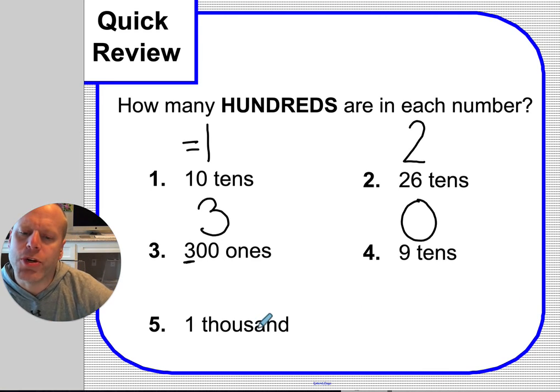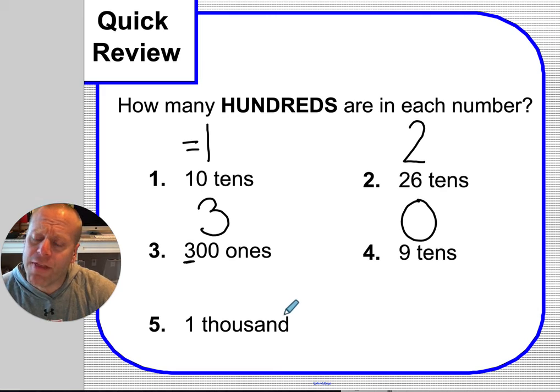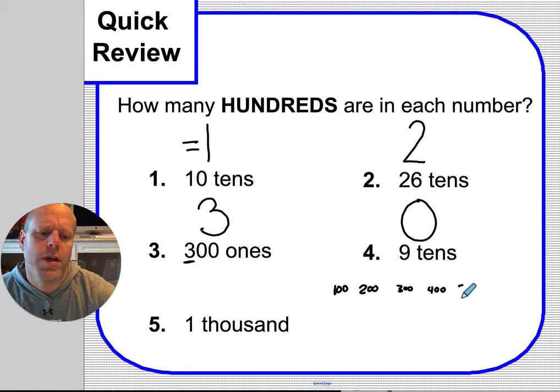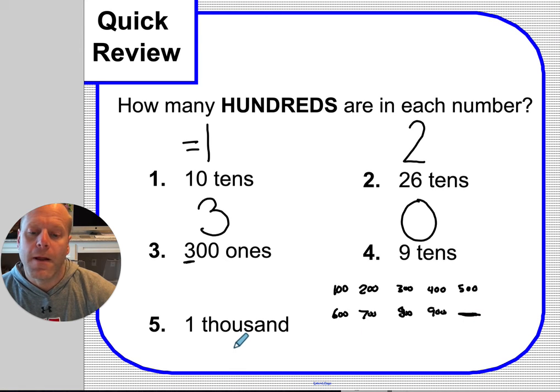And then this one, I can't believe it's in there. How many hundreds are inside of 1,000? If you think about the way it goes: 100, 200, 300, and you can keep this pattern going, 400, 500, 600, 700, 800, 900, and then we come up to 1,000.